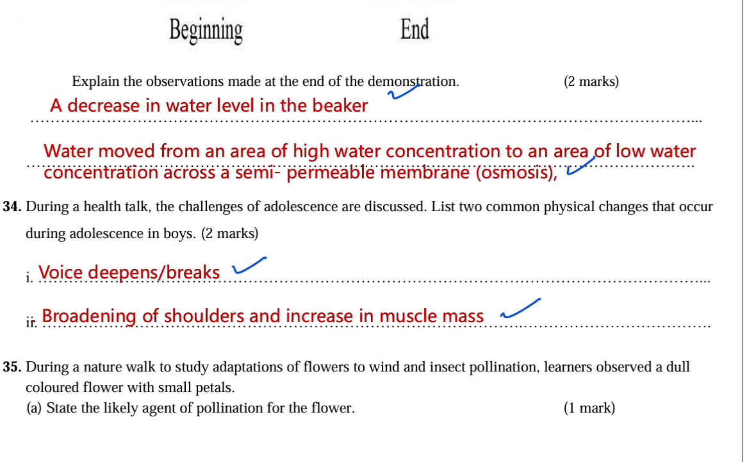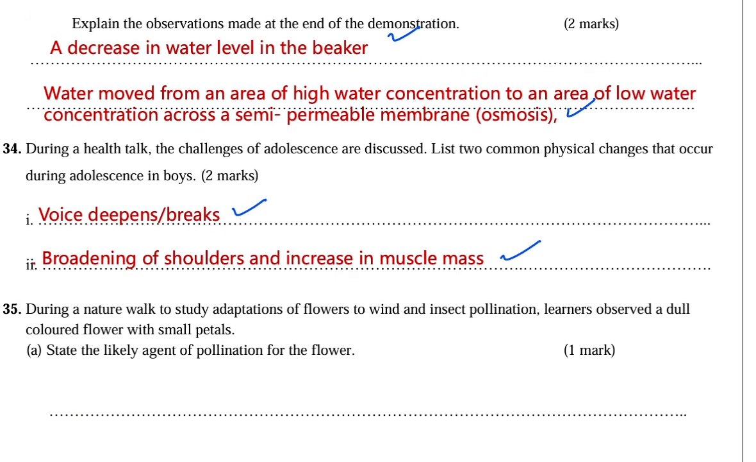We continue to question number 35. During a nature walk to study adaptations of flowers to wind and insect pollination, learners observed dull-colored flowers with small petals. So the petals are dull. State the likely agent of pollination for the flower. So you know that this is wind pollination. So the agent is wind.